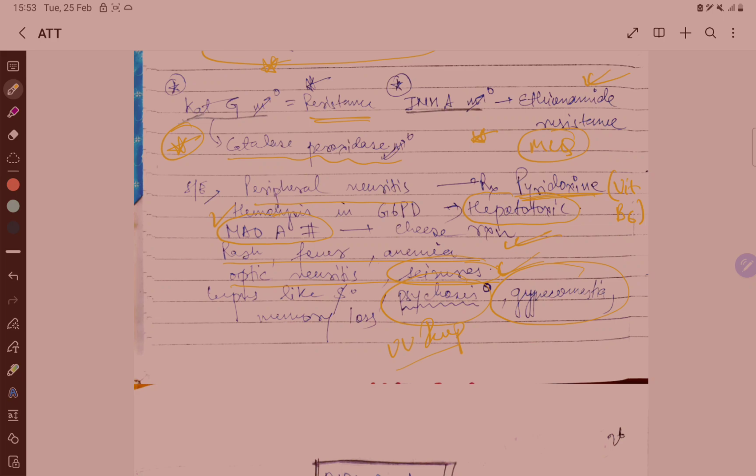Parameter for a very important side effect, and a parameter to see how the anti-TB drug is actually working in a particular patient. Okay, there may be memory loss, and it can cause a lupus-like syndrome, SLE, systemic lupus erythematosus. So these can be asked in Viva. Like, what are the side effects of isoniazid? It is peripheral neuritis.